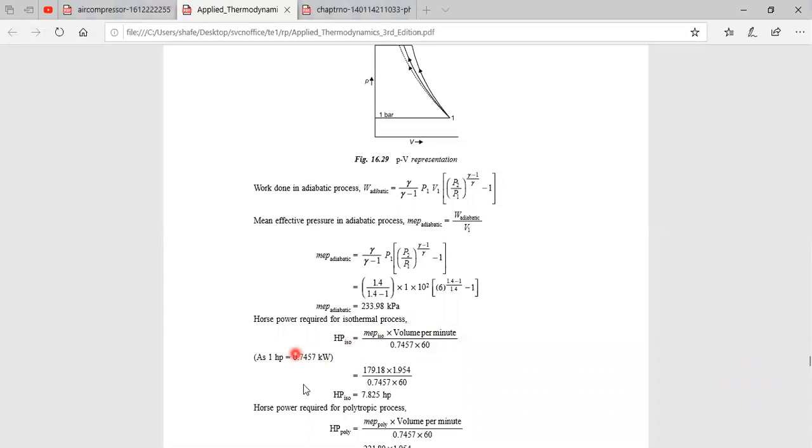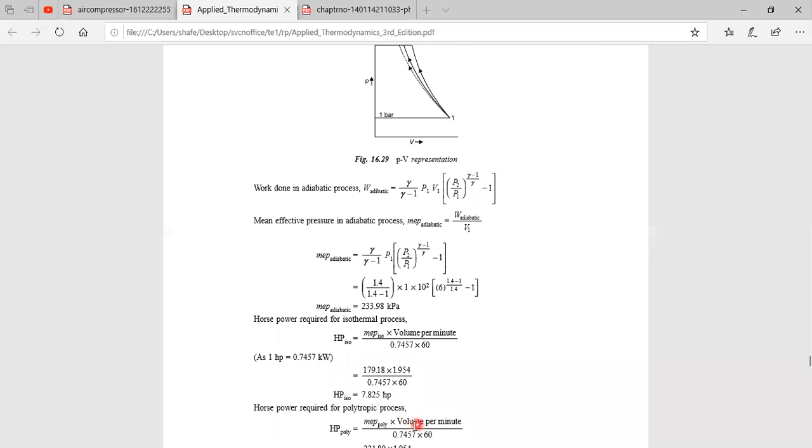And why 0.7457? He asked what is horsepower. Whenever I want to convert kilowatts into horsepower, 1 horsepower is 0.7457 kilowatts. My available quantity is in kilowatts, so that's why I have divided by 0.7457. And this is the mean effective pressure into volume. Then this gives you the horsepower, which is 7.2825 horsepower.